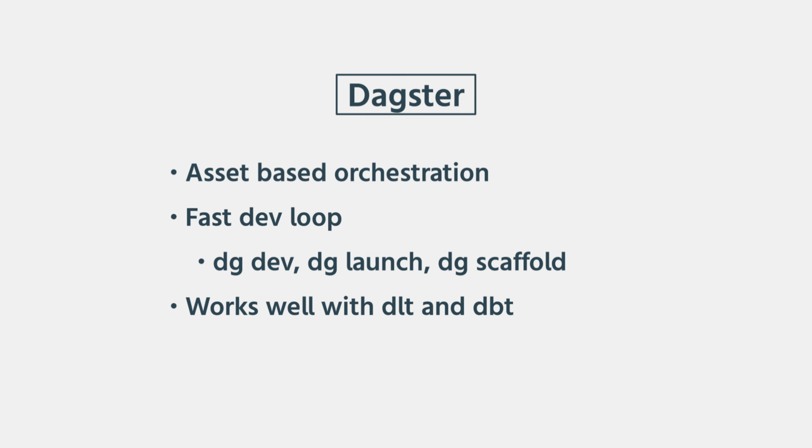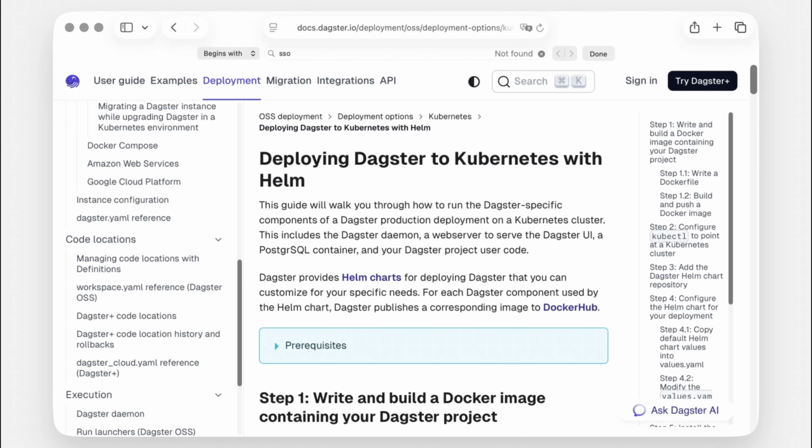It fits with DLT and DBT. You can represent separate DLT or DBT pipelines as multiple assets. In a task-oriented orchestrator, those pipelines often collapse into single tasks. In Dagster, they remain first-class assets that you can track, schedule, and reason about individually.